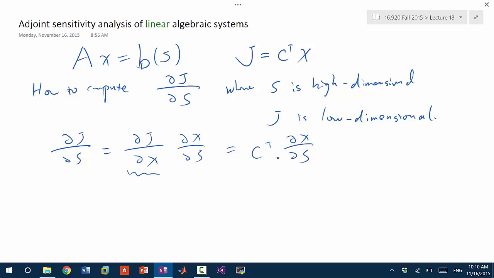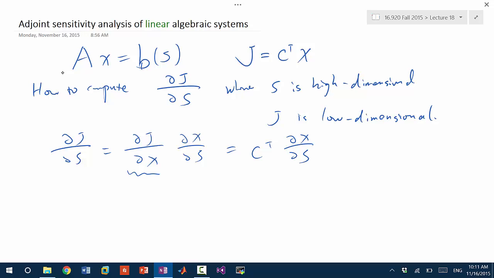What is the dimension of dx ds? Remember, dx ds is not a vector, it's a matrix, because there are many x's and many s's. So if you solve for that using an iterative method, you would be solving this matrix A many times.